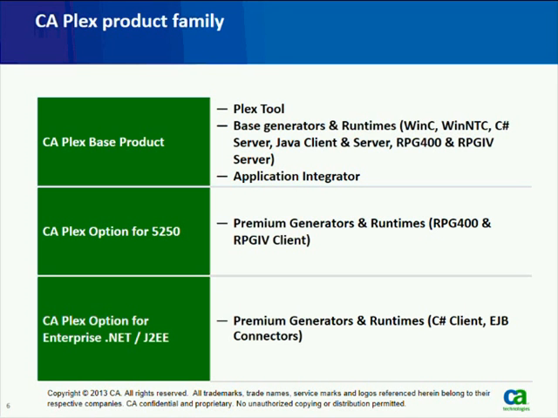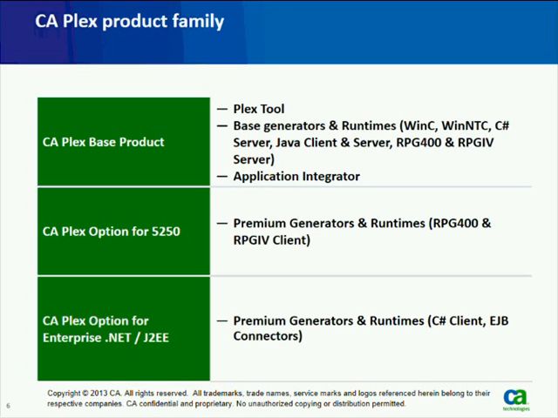One of the other options that was always separate was the CA Plex option for J2EE, and that gave people the ability to generate and build connectors for their Java applications or even for their IBMI applications that can be deployed within a J2EE server. So essentially it enables you to create interfaces to your Plex applications as EJB objects.